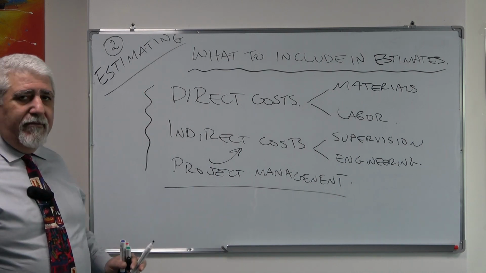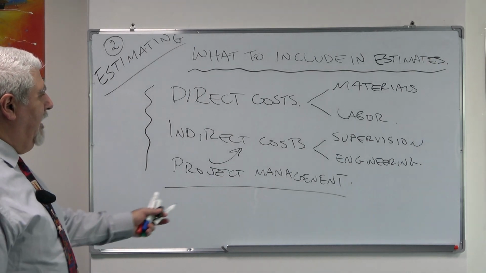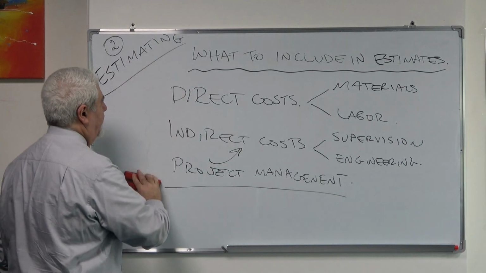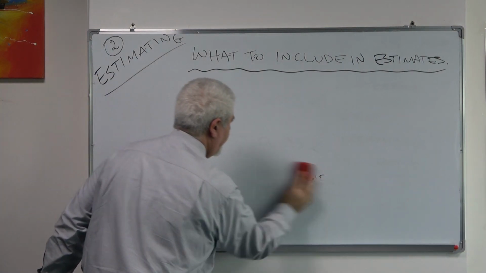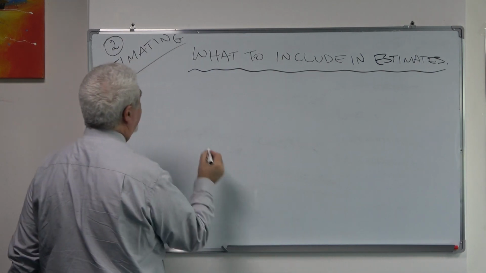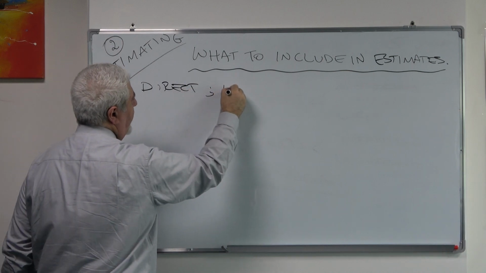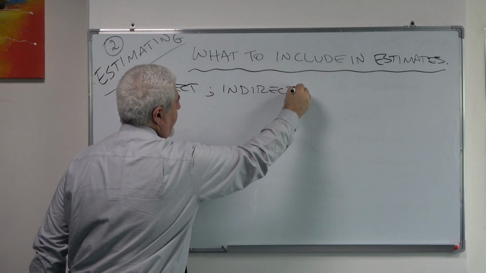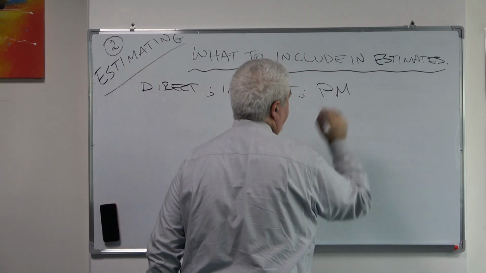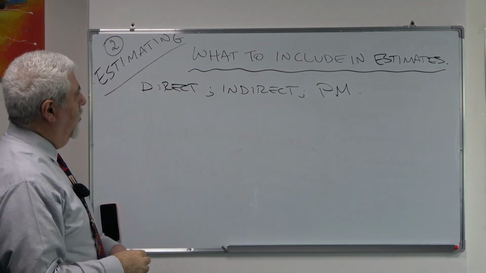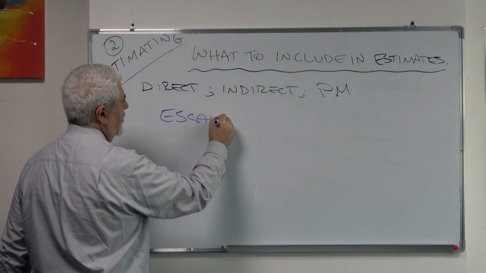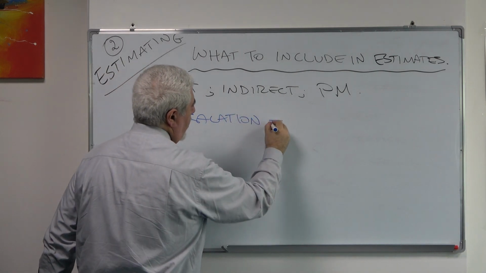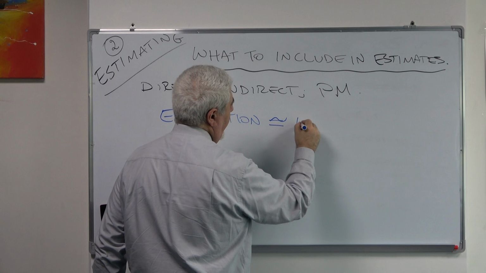Okay, so direct cost, indirect cost, and project management cost. What else is needed? So let's just put these on top here. We have direct, we have indirect, and we have project management. What else do we have? Escalation cost, or what some people would call inflation.